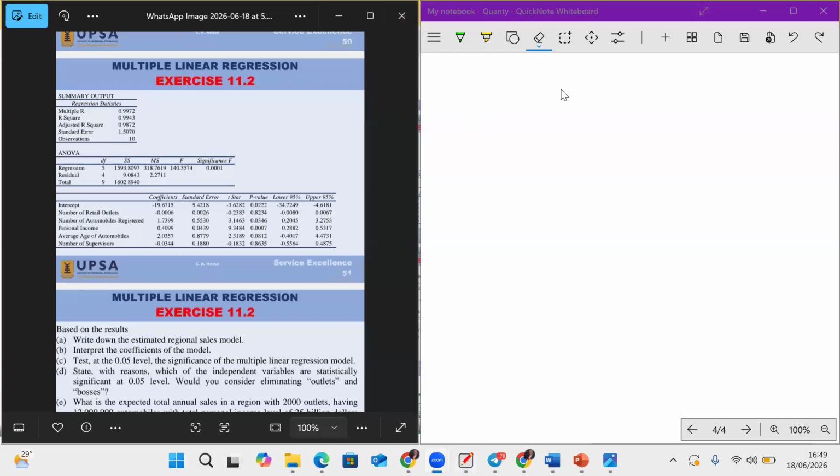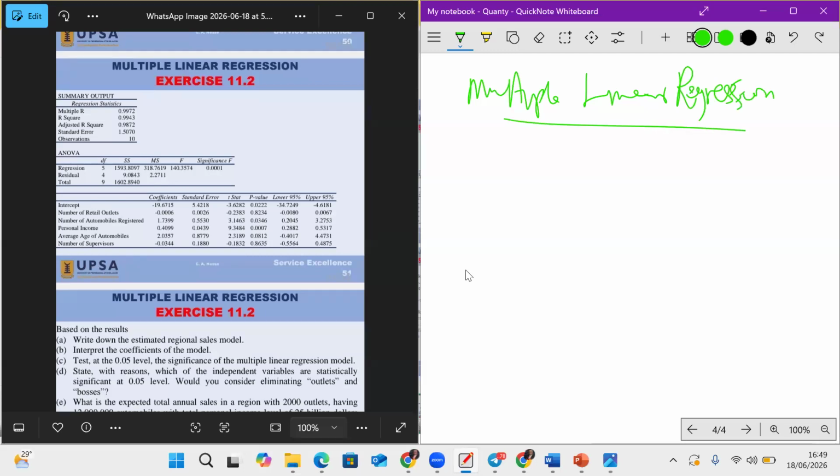When you are given the question, the first thing, go and read the requirements first. We are working on what is called multiple linear regression. Multiple linear regression. Regression, okay?